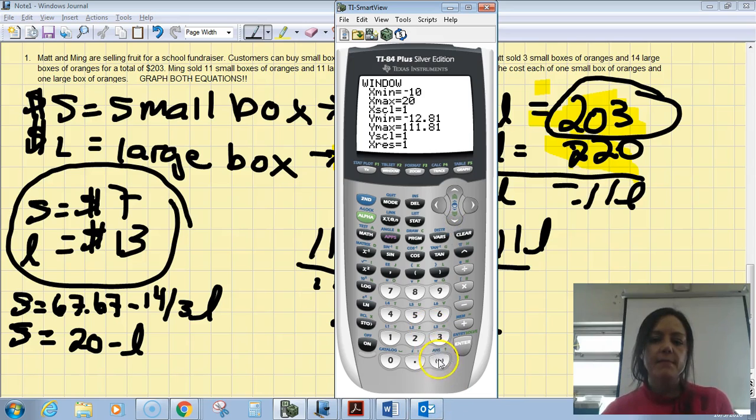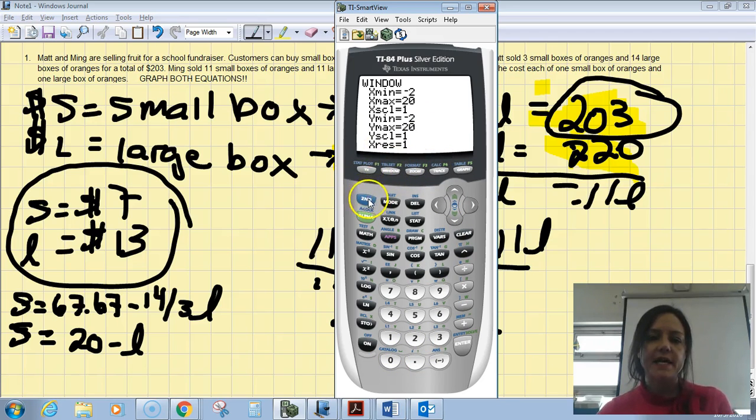Then let's do y minimum. We can do -10 also. Actually, let's make that -2, because if we're not going very high, this will give us a better view. And then how high does my s go? It only goes up to 7, but let's just do 20 for that one too. And then count by ones. Cool, let's see how this works.